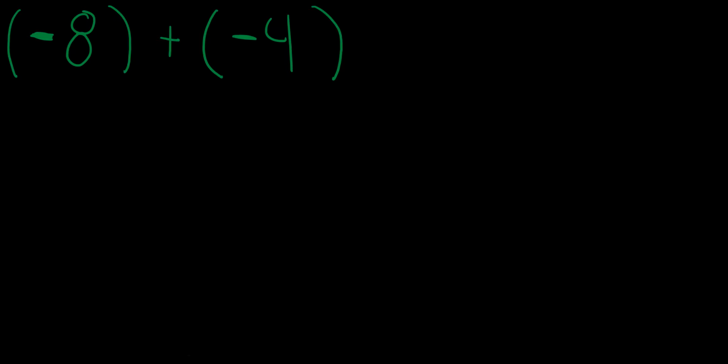Alrighty, in this example, we have -8 plus -4. So +8 plus +4 would give you +12. So -8 plus -4 would give you, that's right, -12.